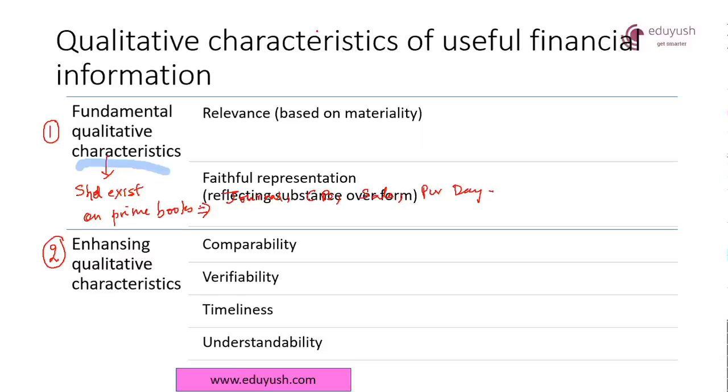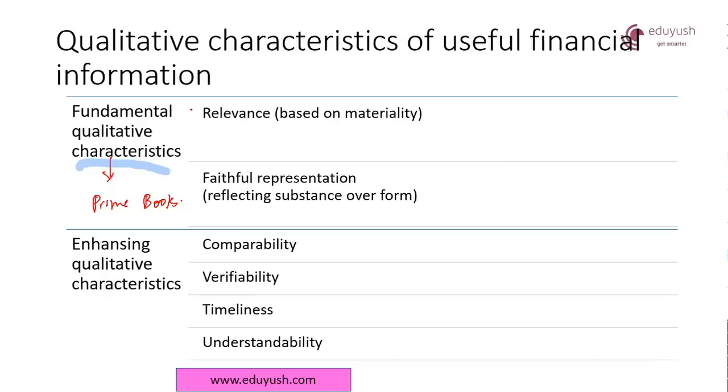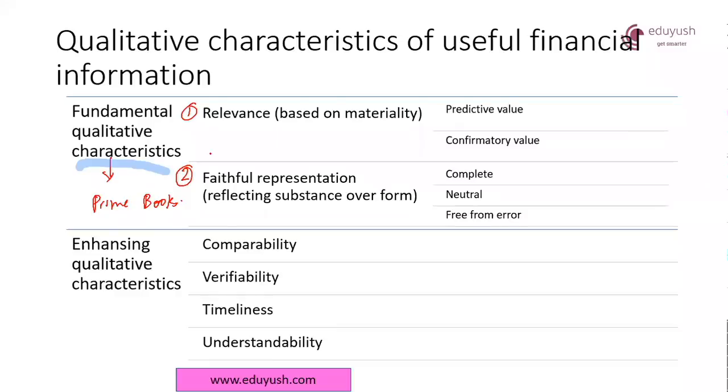Okay, so now when I'm looking at the fundamental qualitative characteristics, that means on my prime books, when I record, what should be there in that information? Two basic qualities: relevance and faithful representation. If you're going to record it, there should be relevance. Relevance is not English relevance. First, it should have a predictive value and it should have a confirmatory value. Confirmatory value is straightforward. That means you should have some kind of a proof of the transaction.